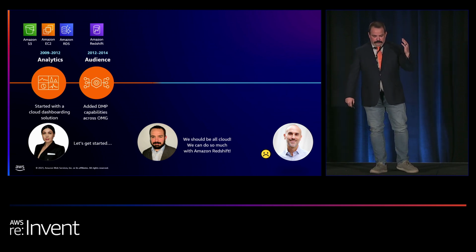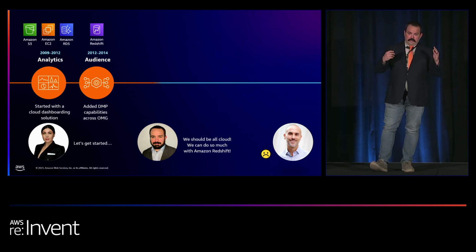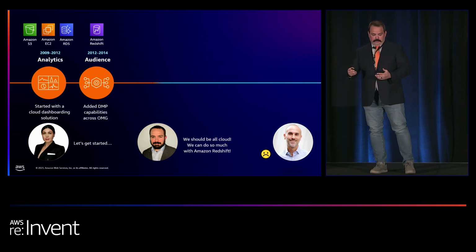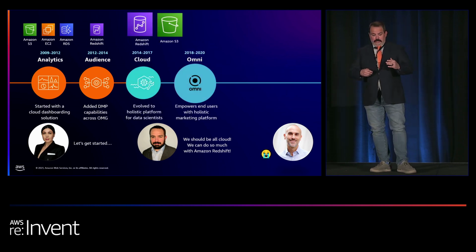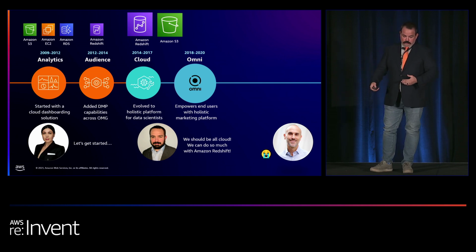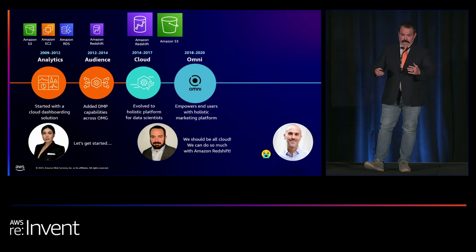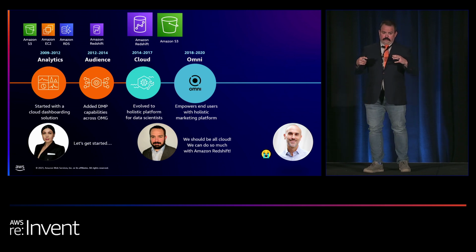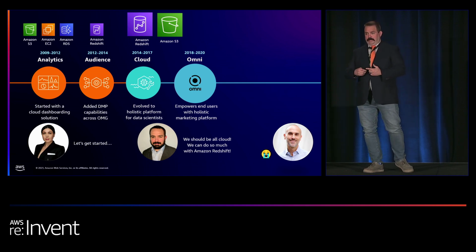Starting off in 2009, we had just the basics. Up through 2014, we were doing just S3 buckets, EC2s, basic RDS, which wasn't even Aurora at the time, and Amazon Redshift. Amazon Redshift was really transformative for our org, and over the next years, this allowed us to evolve a holistic platform for data scientists, and in 2018, start to empower end users with a holistic marketing platform. All of this comes together to show that we had really the basics, and we grew exponentially over time just with data and capabilities.